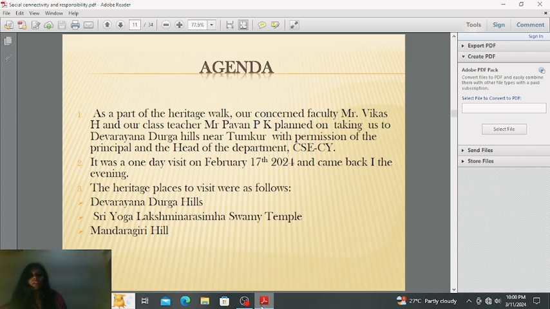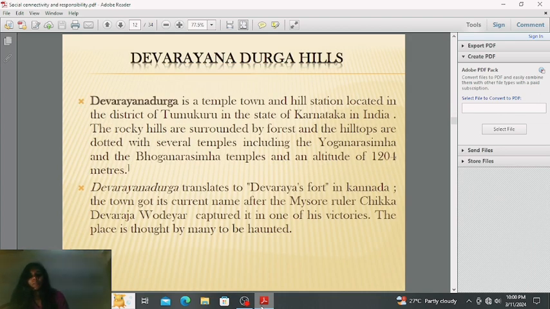So it was a one-day visit on February 17, 2024, and we came back in the same evening. The main heritage places which we visited were Devarayana Durga Hills, Sri Yoga Lakshmi Narasimha Swami Temple, and Mandagiri Hills. The first place which me and my fellow classmates visited from our college was Devarayana Durga Hills.